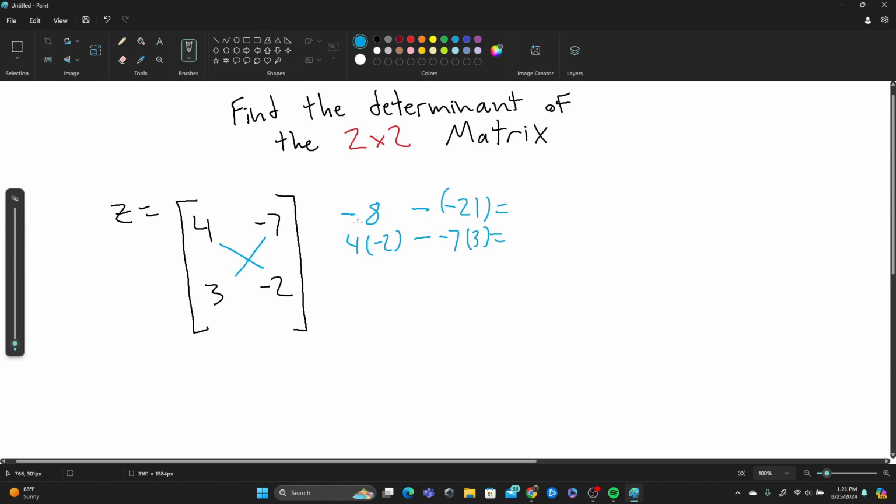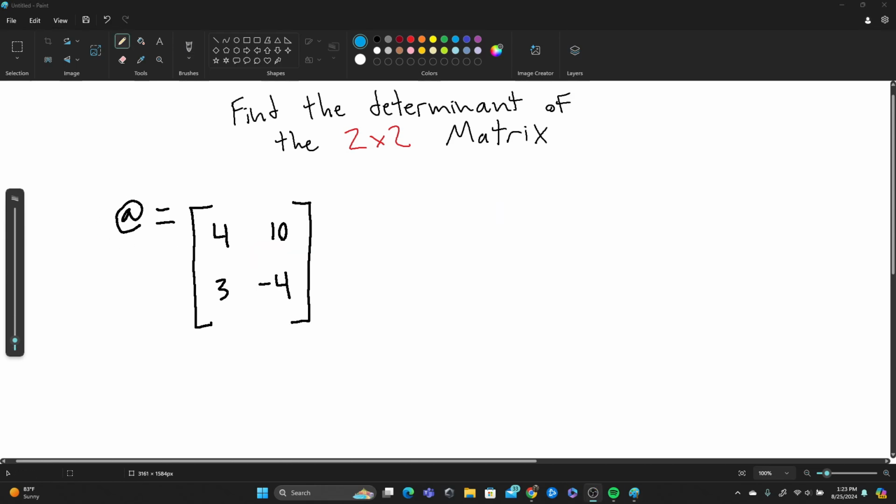So now we're going to go ahead and do negative 8 minus negative 21. So minus negative is the same as plus positive. So 21 plus negative 8 is equal to 13. So 13 is the determinant of matrix Z.